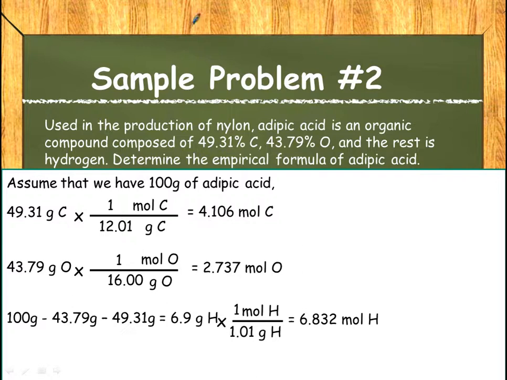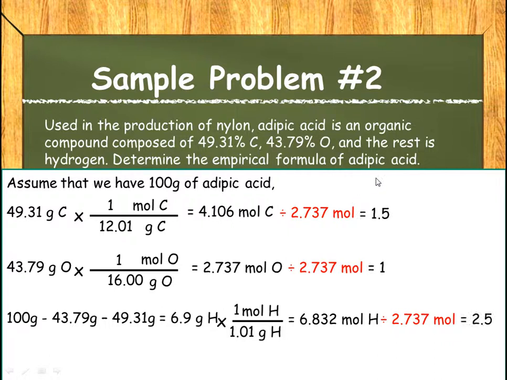Because it's the lowest number. So we're going to take this one, which is the lowest one, and divide every single one by that lowest one. Now, the most common mistake I've seen today is that people don't look at the numbers carefully, and they divide by a number that's not the lowest one. But we know better. We're going to divide all of these by 2.737, and you get 1.5, 1, and 2.5.